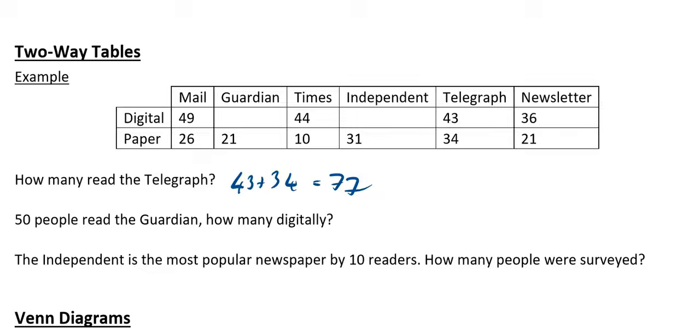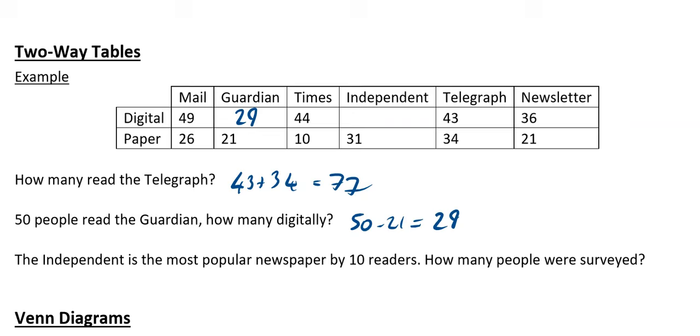Next bit is 50 people read the Guardian. How many people read digitally? So these two things, whatever this missing thing is, plus the 21 adds up to be 50. So to work this out, it's going to be 50 minus 21, which is just going to be 29. So we can now fill that in on our table.